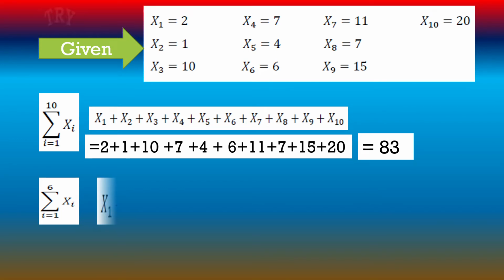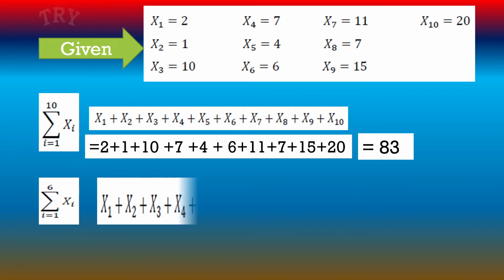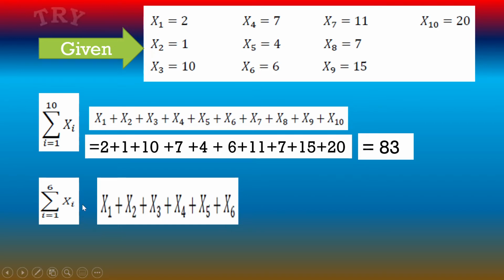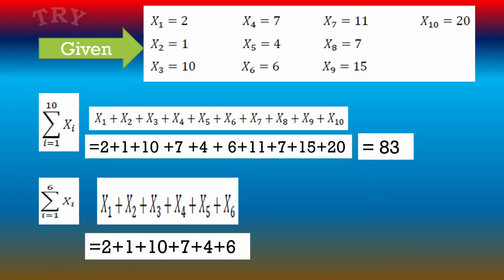So, here, X sub 1, 2. Saan lang siya matatapos? X sub 6. Kasi hanggang 6 lang yung ating n. And then, substitute the values. Then, add 2 plus 1 plus 10 plus 7 plus 4 plus 6. We will get 30.